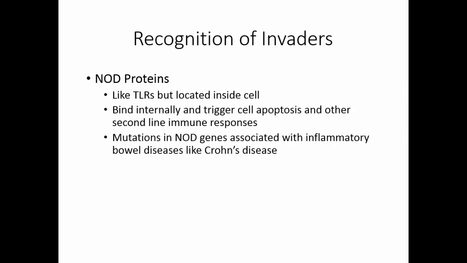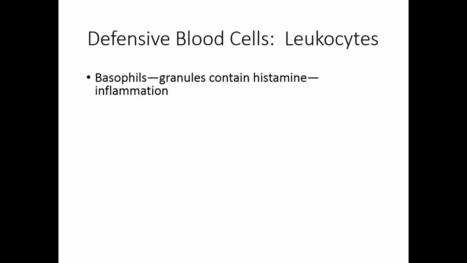Crohn's disease was always believed to be an autoimmune disease, but now it may be more a deficiency of the immune system than an autoimmune disorder. Your defensive blood cells are your white blood cells. Basophils are present in the blood in very small numbers. They're the lowest number of blood cells you have.